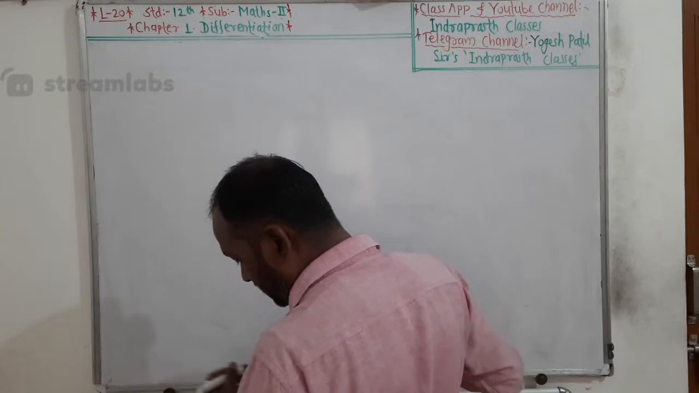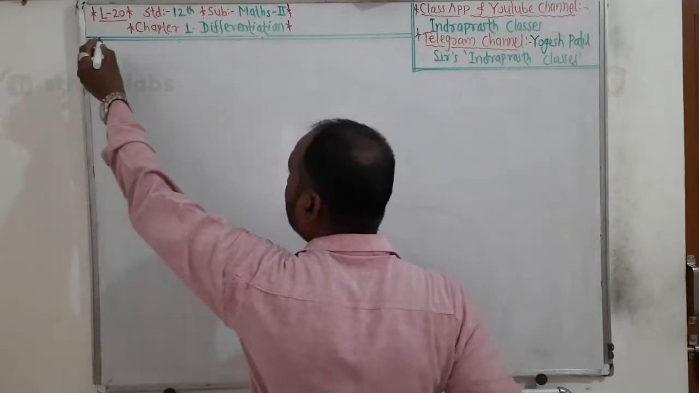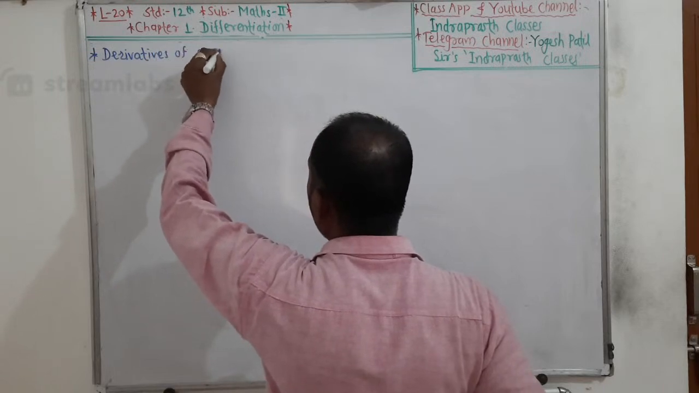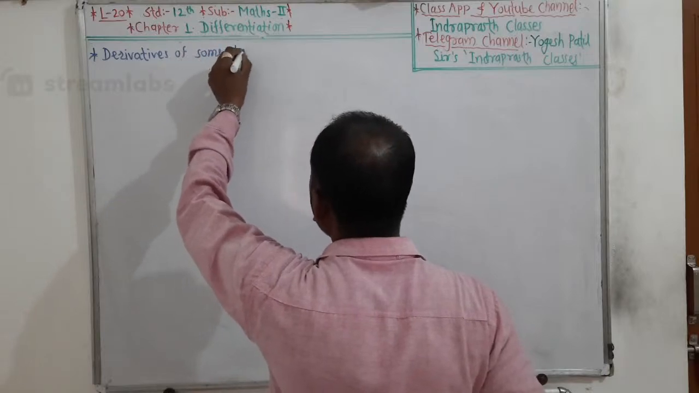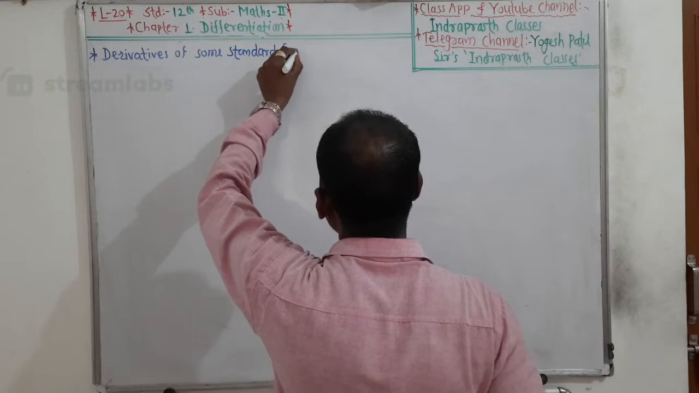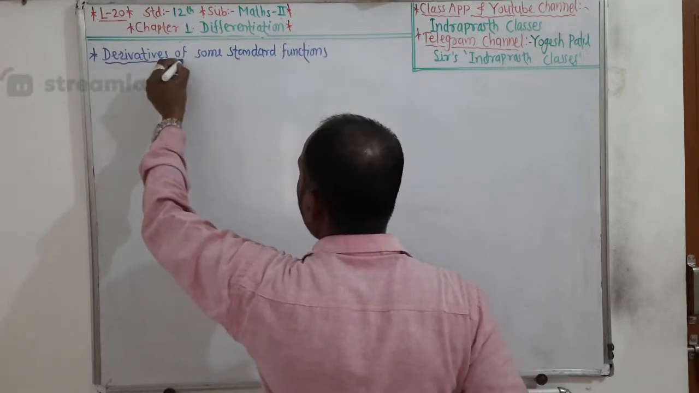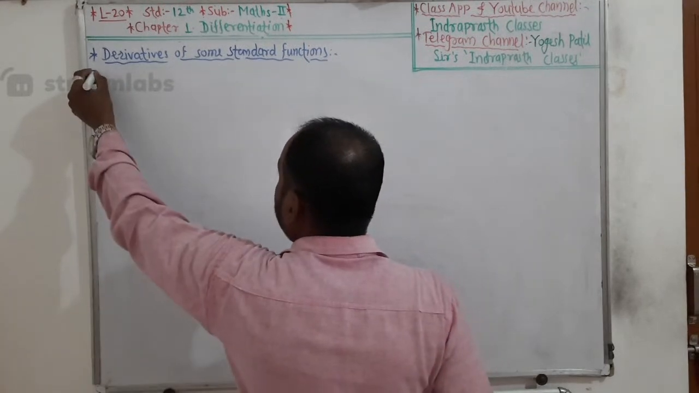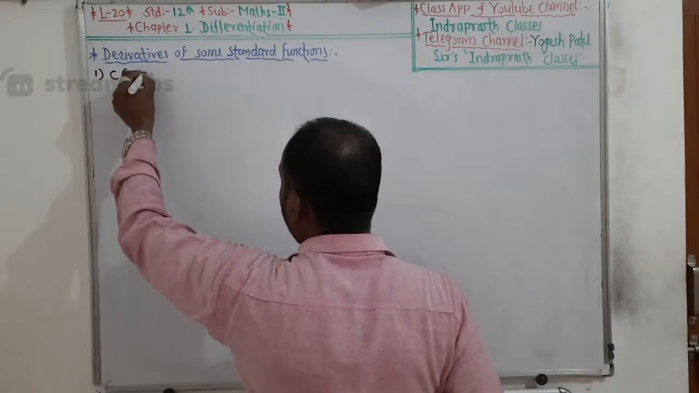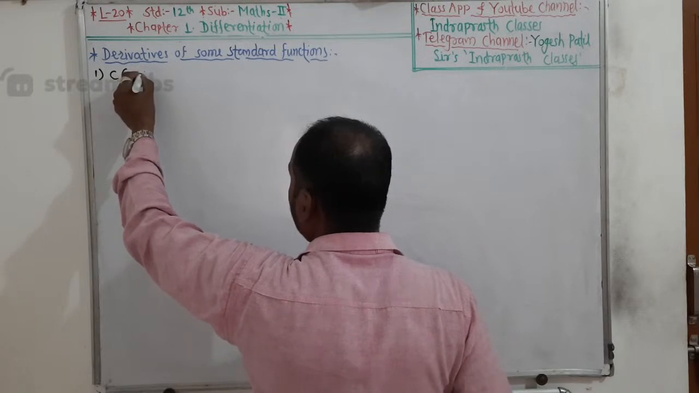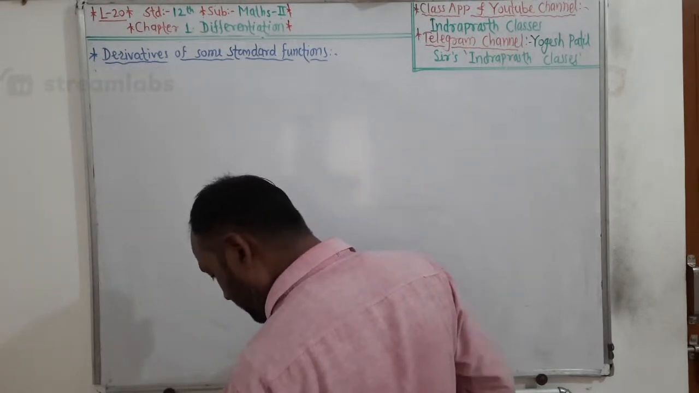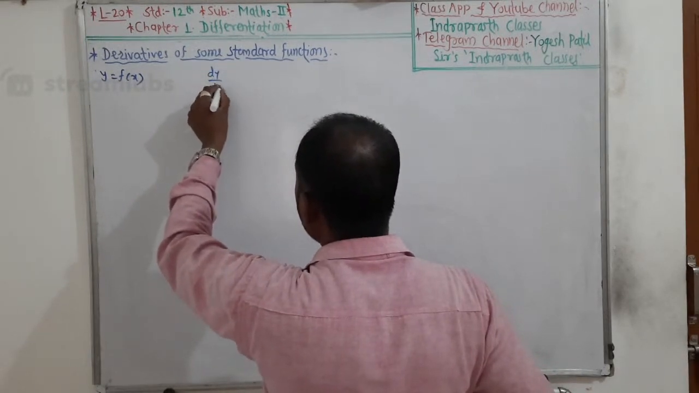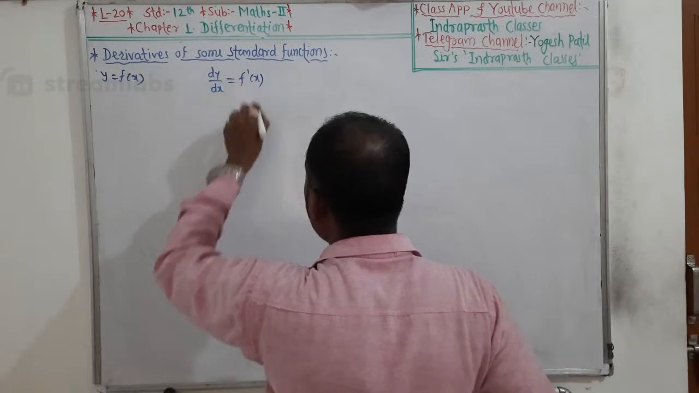Some important derivatives of some important or standard functions. Is it clear? Have any doubts? Okay. Now, you know very well. Suppose C is constant. We have to write in tabular form. Suppose y is equal to f of x, and the derivative, we can write here, dy by dx is equal to f dash of x.